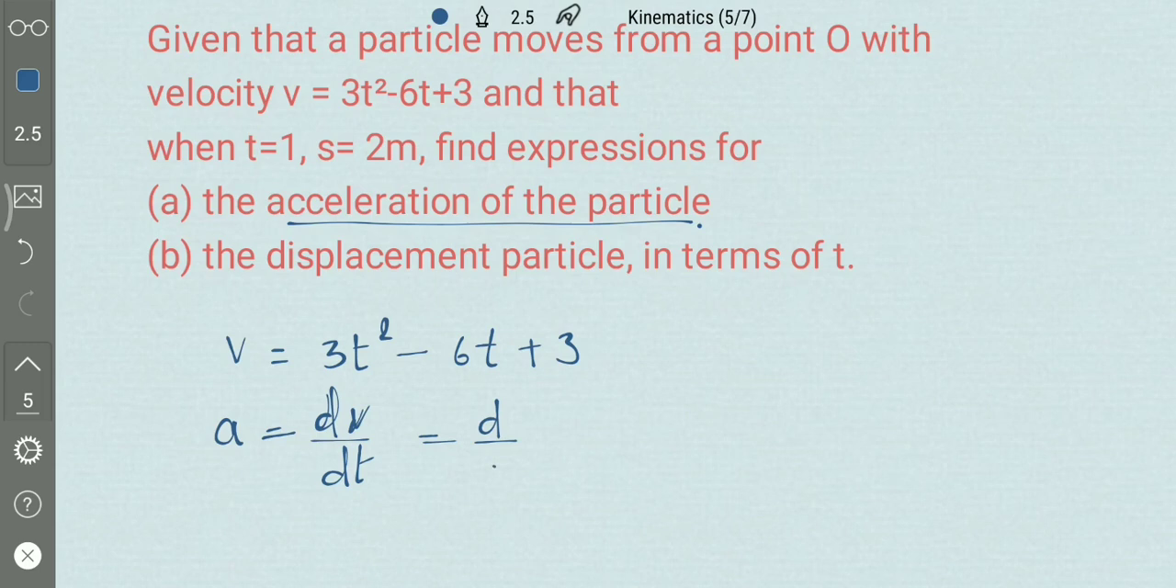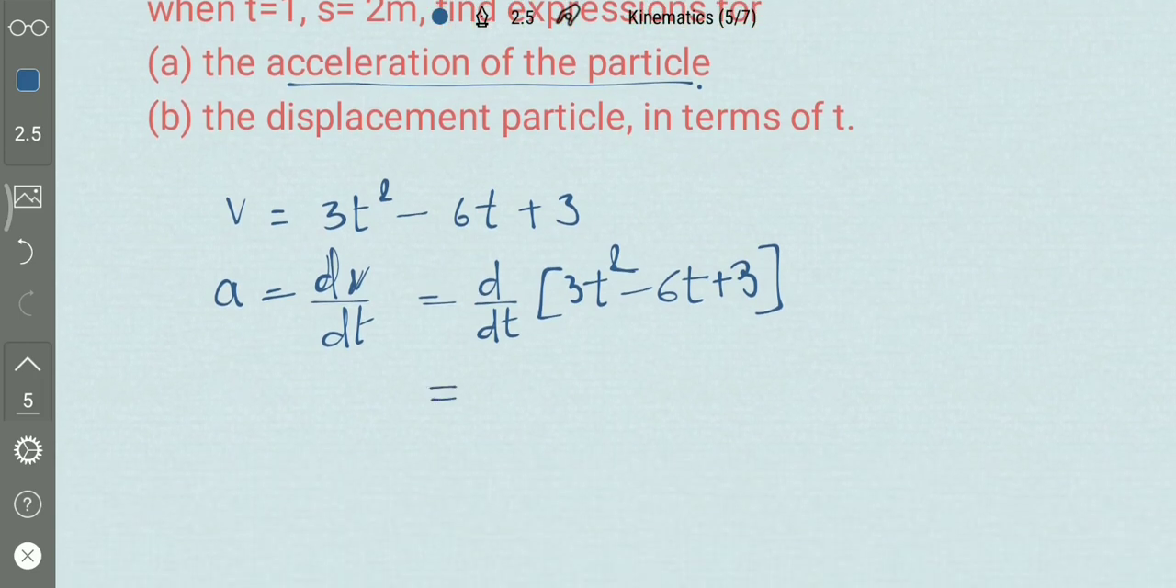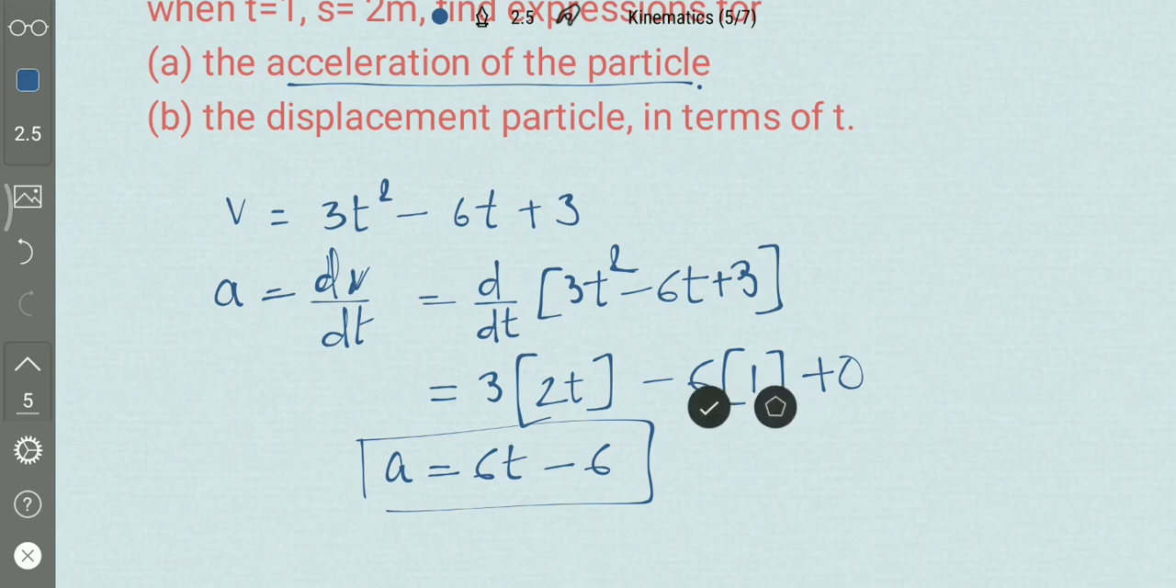If we differentiate this v with respect to t, 3t² − 6t + 3, it will give 3 into the differentiation of t², which is 2t, minus 6 times the differentiation of t, which is 1, plus 0. So acceleration is equal to 3 × 2t − 6, that is 6t − 6. This is the first one, and this is a.